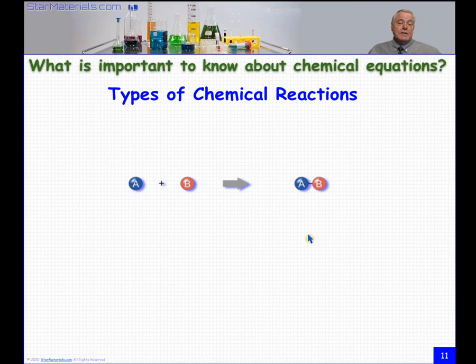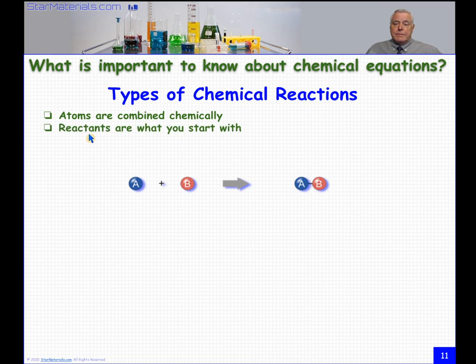Okay, we get a couple different kinds of chemical reactions. When atoms are combined chemically, the reactants are what you start with. Here we got 2 different chemicals, 2 different elements, A and B. So we start with A, we add B, they react, and you get AB. They combine. The products are the result of the chemical reaction. So we have reactants, the chemical reactions, what happens when you combine them, and you get the products.